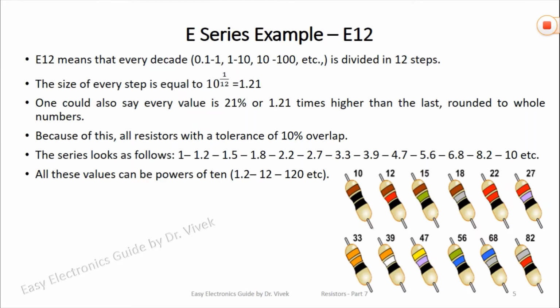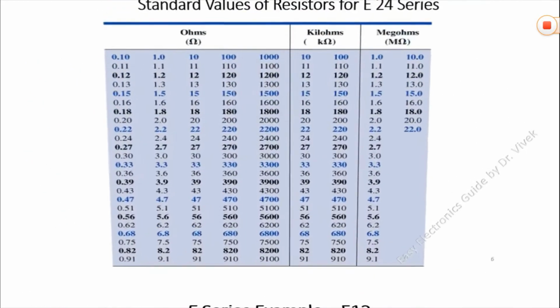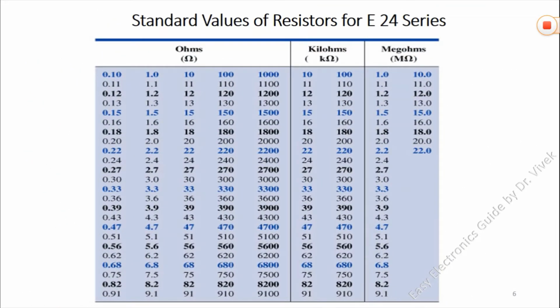E12 means that every decade is divided in 12 steps. The size of every step is equal to 1.21. The E12 series values are shown here. The standard values of resistors for E24 series are given here.